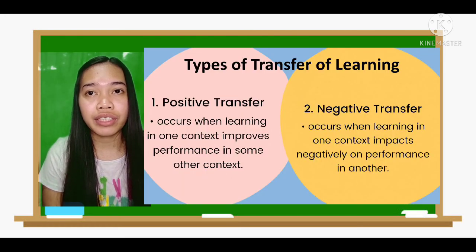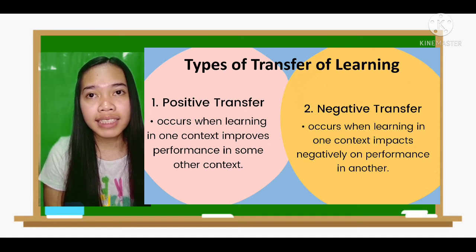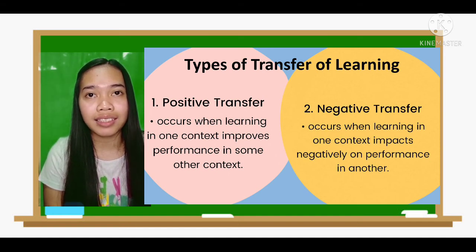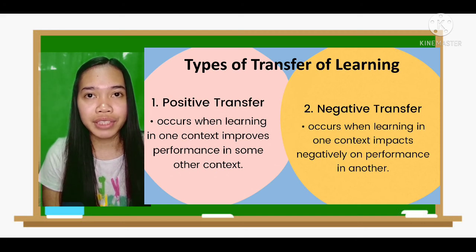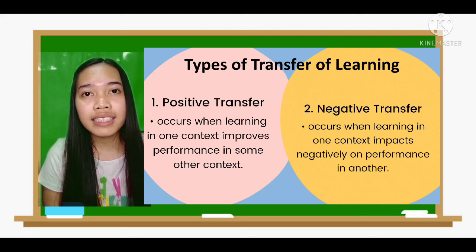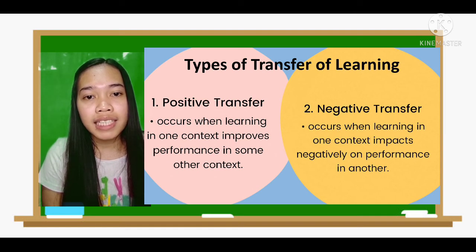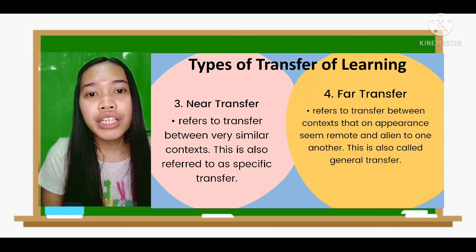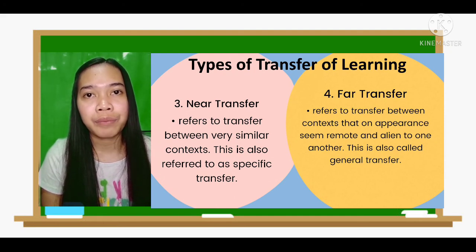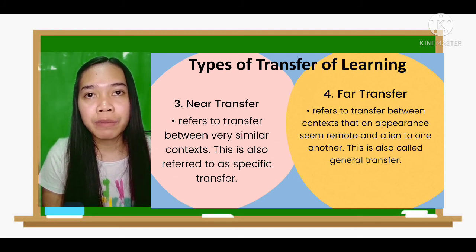First, positive transfer occurs when learning in one context improves performance in some other context. Second, negative transfer. It occurs when learning in one context impacts negatively on performance in another. Third, near transfer refers to transfer between very similar contexts. This is also referred to as specific transfer. Fourth, far transfer. Far transfer refers to transfer between contexts that in appearance seem remote and alien to one another. This is also called general transfer.